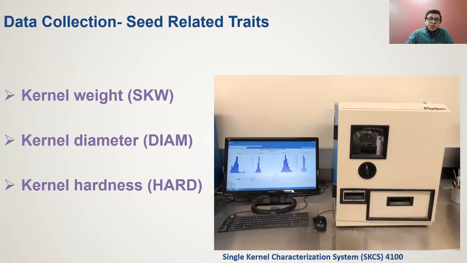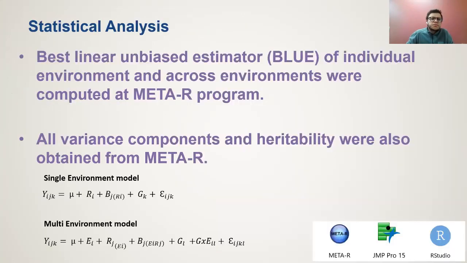Also, we use the single kernel characterization system. We put around 15 gram seed sample, and the machine takes 300 seeds to measure the single kernel weight, kernel diameter, and also kernel hardness. In statistical analysis, we use the METAR software to get the BLUE values of individual environment and across environment. And then we also calculate variance components and heritability.